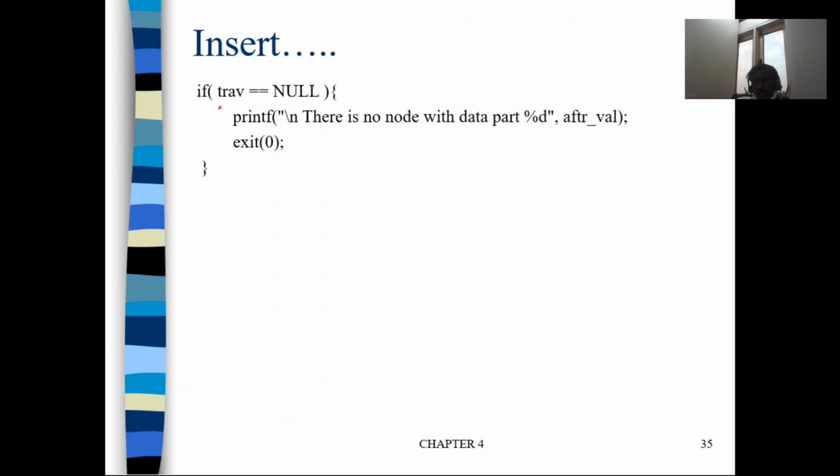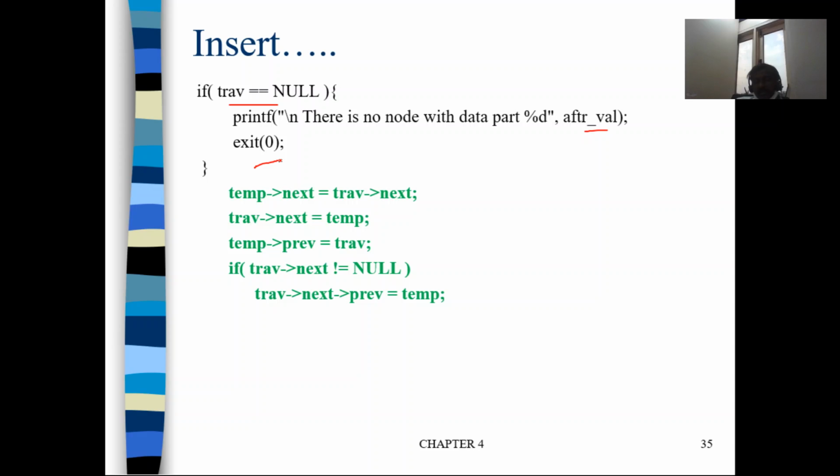For that we are using this if condition. Immediately after coming out of the while loop, we check if traverse equals null. If traverse equals null, it means you are unable to locate a node whose data part is equal to after val. So we say there is no node with data part after val, and we exit. Otherwise comes the actual logic.